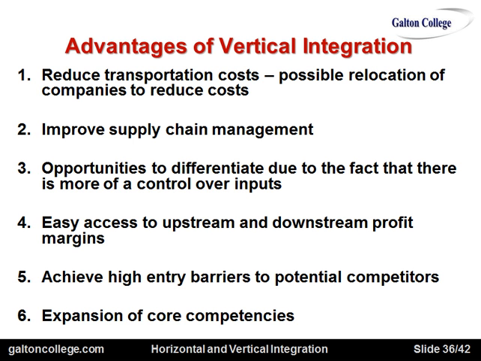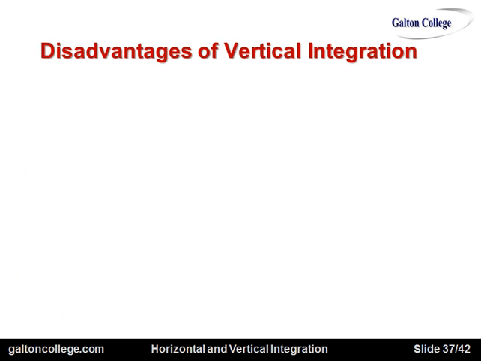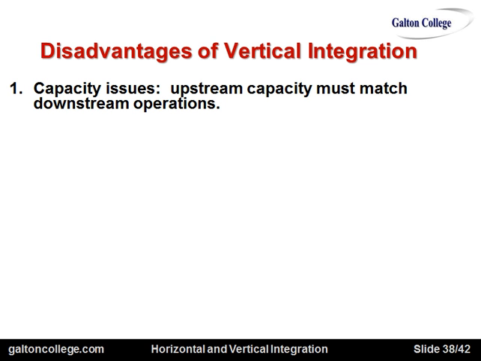Now, those are some of the advantages of vertical integration. As you'd expect, there are disadvantages. First of all, there might be capacity issues. Upstream capacity must match downstream operations. It must be the case that capacity is balanced right throughout. If raw material production is significantly more than that required in, say, production, then there may be a wastage. That is, it's a wasted resource.